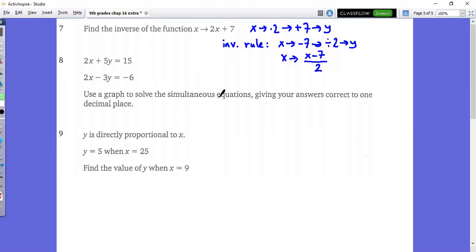Use a graph to solve the simultaneous equations, giving your answers correct to 1 decimal place. So that means we need millimetric paper, but it will be hard to do it. And question 9, it's almost the same, just with different numbers. You just need to write y equals kx, substitute the values given here. And after finding out the exact equation, you will substitute 9 for x to find y. It's almost the same. Only in question 8, it will be a good idea to use millimetric coordinate plane.